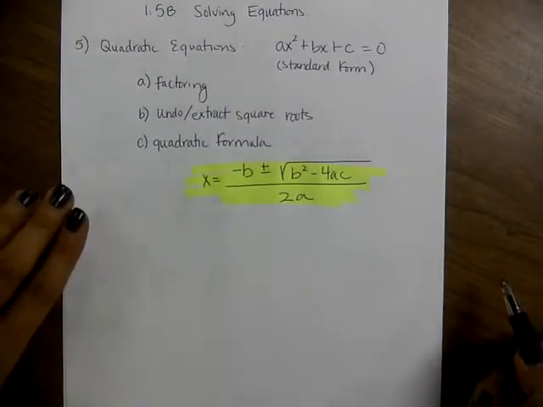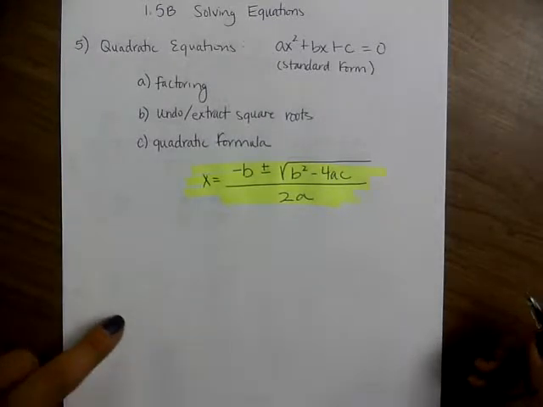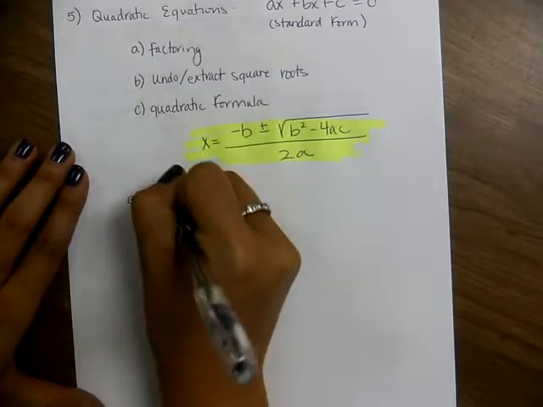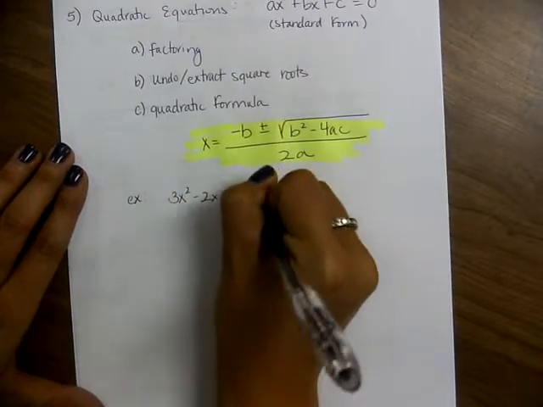We're going to do a quick example of this. I absolutely hate the quadratic formula, so every time this comes up, you're going to see me cringe a little, but it's okay. We'll get through it. So let's do a quick example. Let's say we have 3x squared minus 2x equals 2.